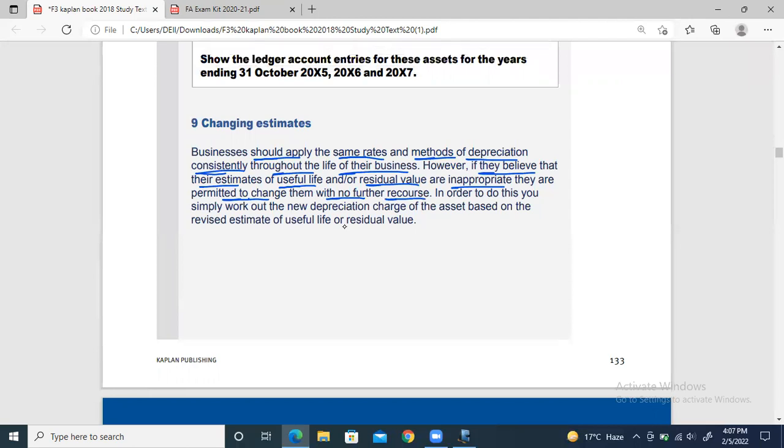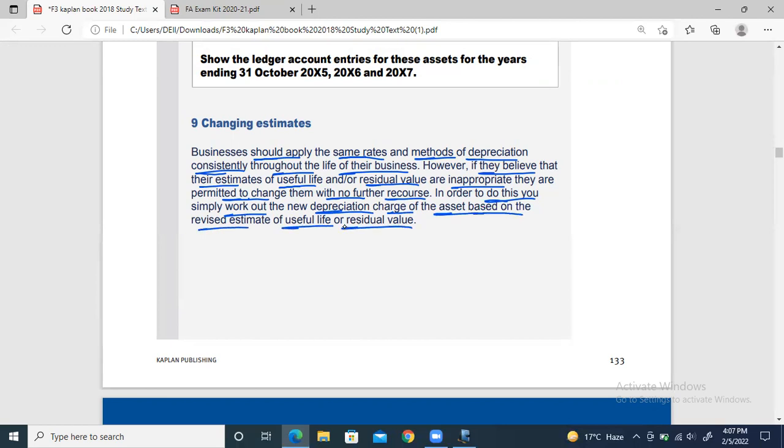So that means again, the same thing. We discussed it above as well, that if the company thinks that the life is changing or the asset use is changing, right? So they can adjust it beforehand so that there is no further damage. Because if we continue to use the old things without making any change, then it is very destroying for the company, very dangerous for the company. Okay, so we should consider changing and reviewing the details each year or on a very frequent basis. In order to do this, you simply work out the new depreciation charge of the asset based on the revised estimate of useful life or residual value.